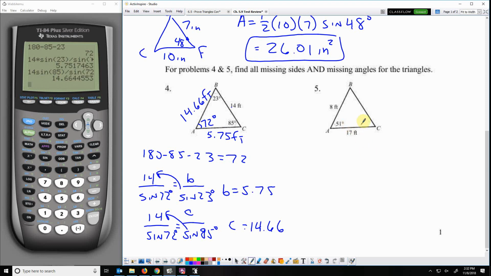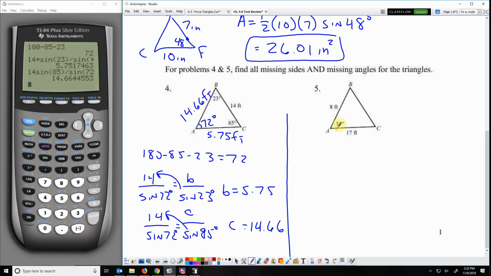Okay, so for my next triangle, I don't have anything opposite. I don't have the angle opposite the 8, the angle opposite the 17, or the side opposite the 51. What I have here is side, angle, side. Side, angle, side is another opportunity to use the law of cosines. So side, side, side can give you law of cosines. Side, angle, side can give you law of cosines.